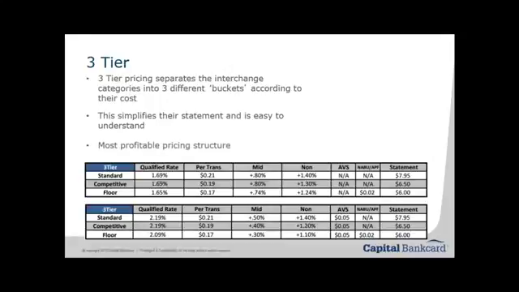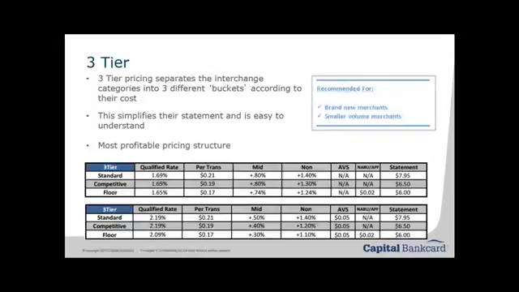It's also the most profitable pricing structure for you as an agent. So we tend to recommend it for brand new merchants and smaller volume merchants where that margin doesn't make as much of a difference. You can see some examples of how profit and cost play out using the 3-tier pricing model in our recorded training, How a CB Agent Makes Money.